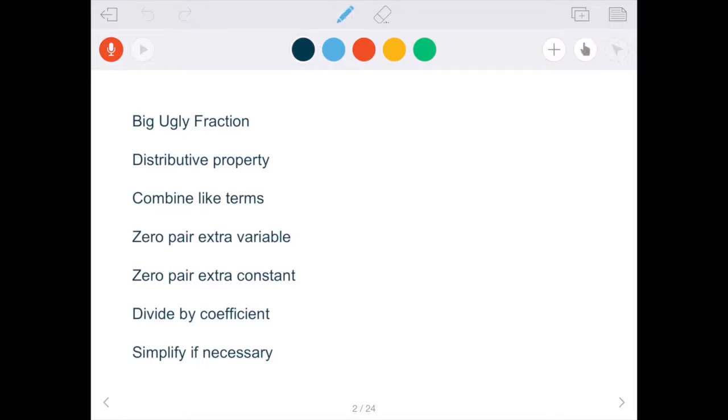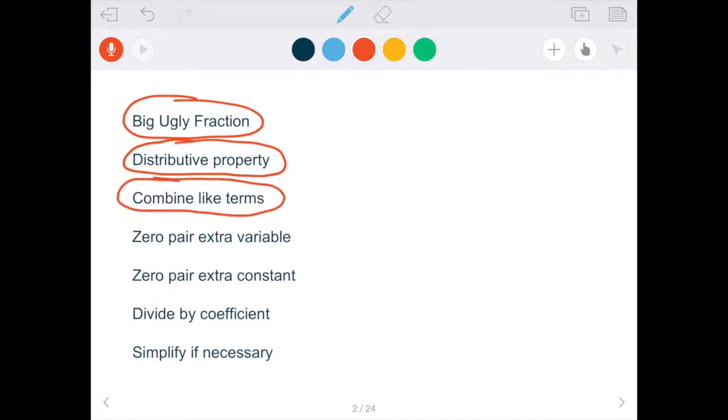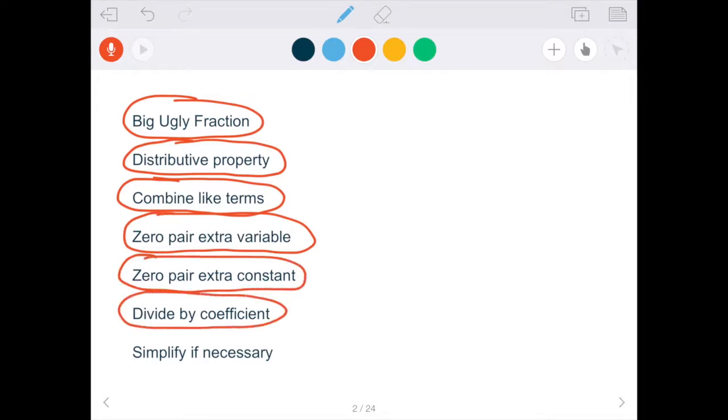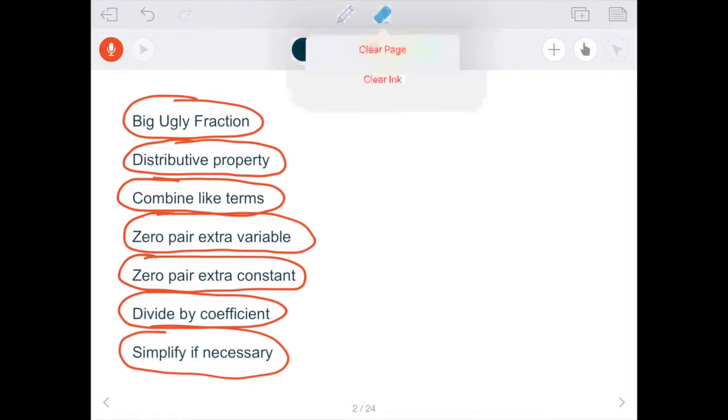You always start by looking for the big, ugly fraction. If you don't have that, you look to see if you have distributive property. If you don't have that, you look to see if you have like terms on either side of the equation. If you don't have that, you look to see if you have an extra variable that you can zero pair. If not, you look for your extra constant that you can zero pair. If you're at the end of the equation, you divide by your coefficient, and if your answer is a fraction, you simplify as necessary. So these are all the things that we're going to be doing.